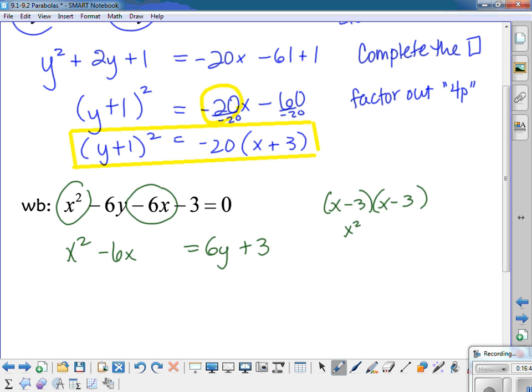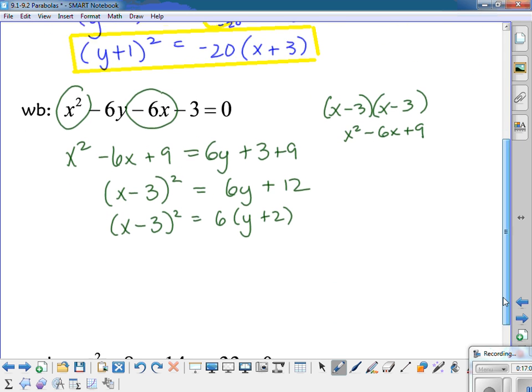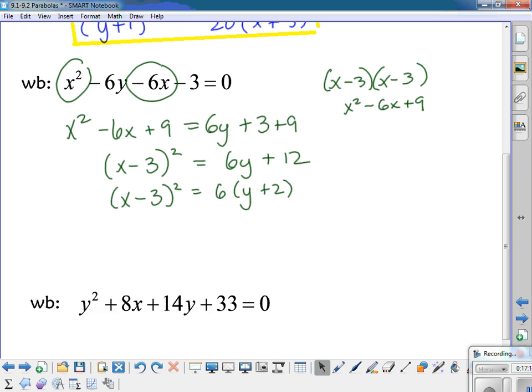And if I multiply that out, I get x squared minus 6x plus 9. So what's missing from my perfect square? The plus 9. So that's what we're adding to both sides. So I rewrite that in the factored form, x minus 3 squared equals 6y plus 12. And then I just factor out the GCF, 6, and we get y plus 2. Okay? All right, you guys have time to do one more, just to make sure you got this down.